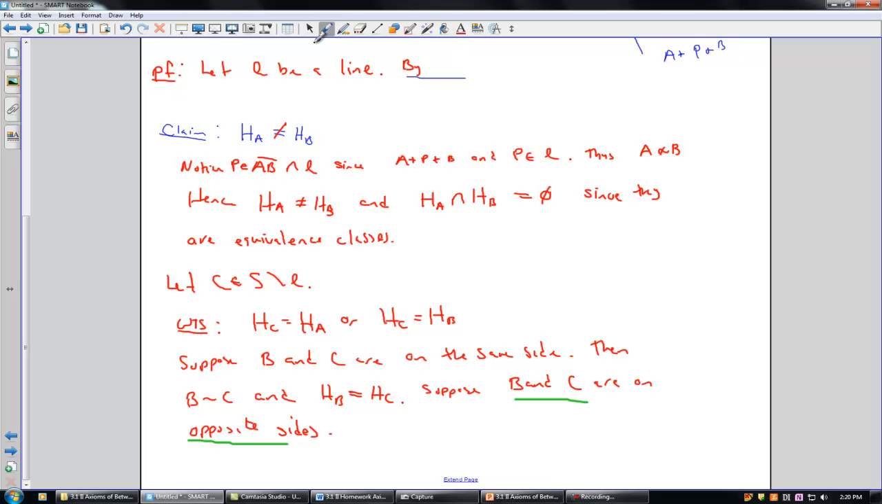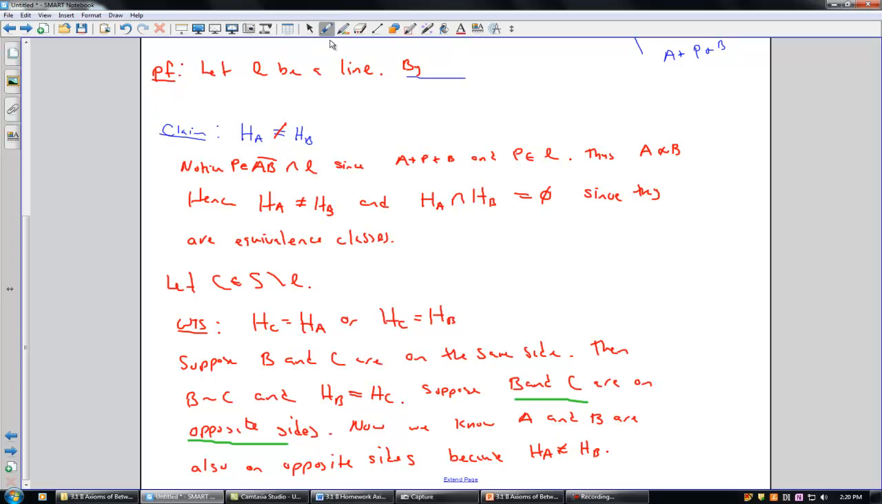So suppose B and C are on opposite sides. Now we know A and B are also on opposite sides, because the half plane containing A is not equal to the half plane containing B, which means that A and B are not on the same side. Because if they're on the same side, they'd have the same equivalence classes.